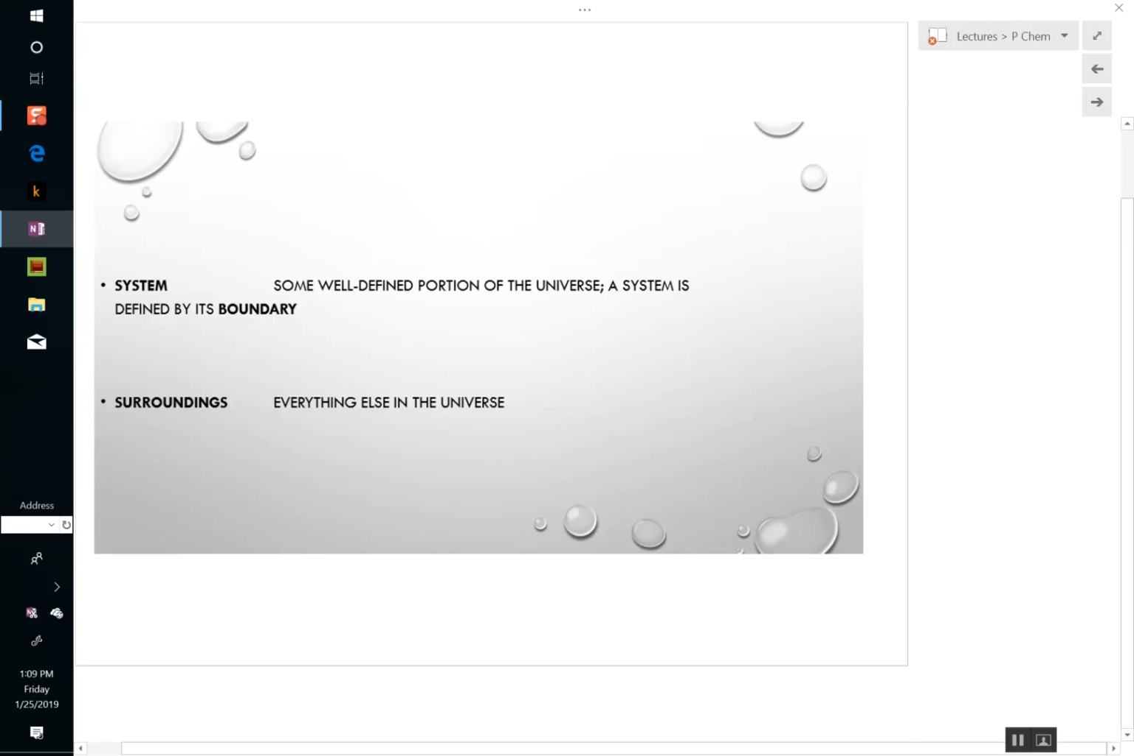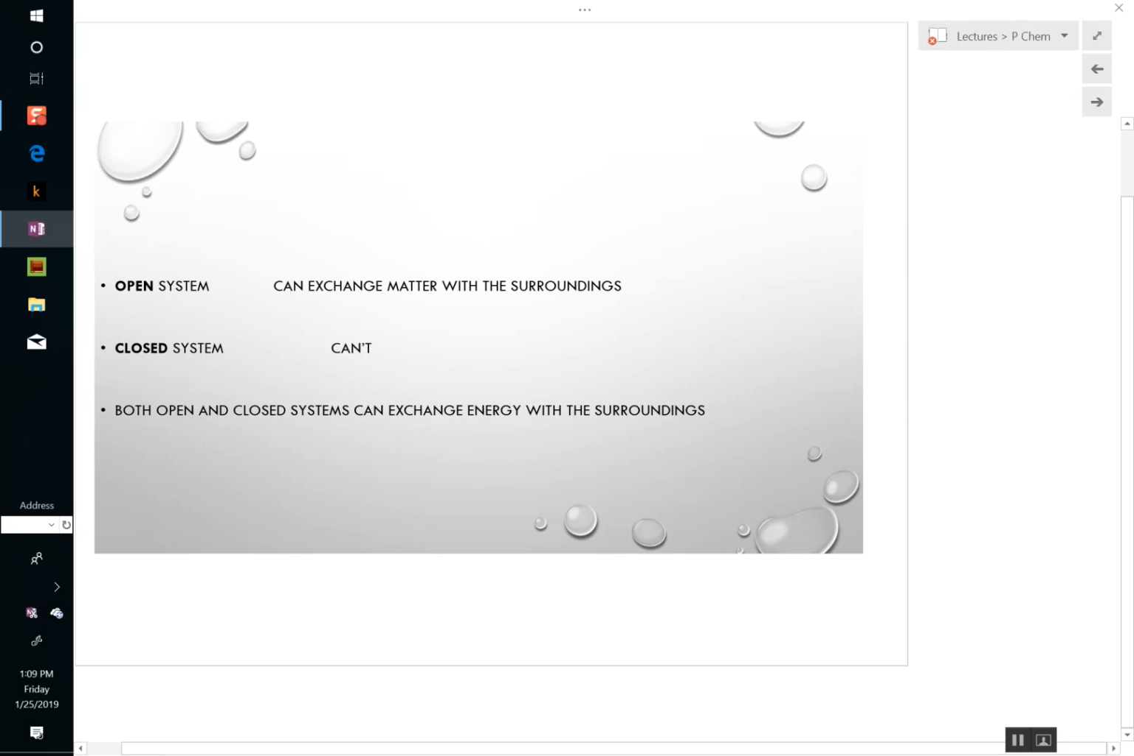We're not going to spend a lot of time on these, but the system is some well-defined portion of the universe. It's defined by its boundary. The surroundings are everything else in the universe. An open system can exchange material with the surroundings. So if we have a cup of water here at 90 degrees centigrade, it's got a certain heat in there, it's an open system. Water's evaporating. It's losing energy because of the water evaporating, the energy it's carrying away with it.